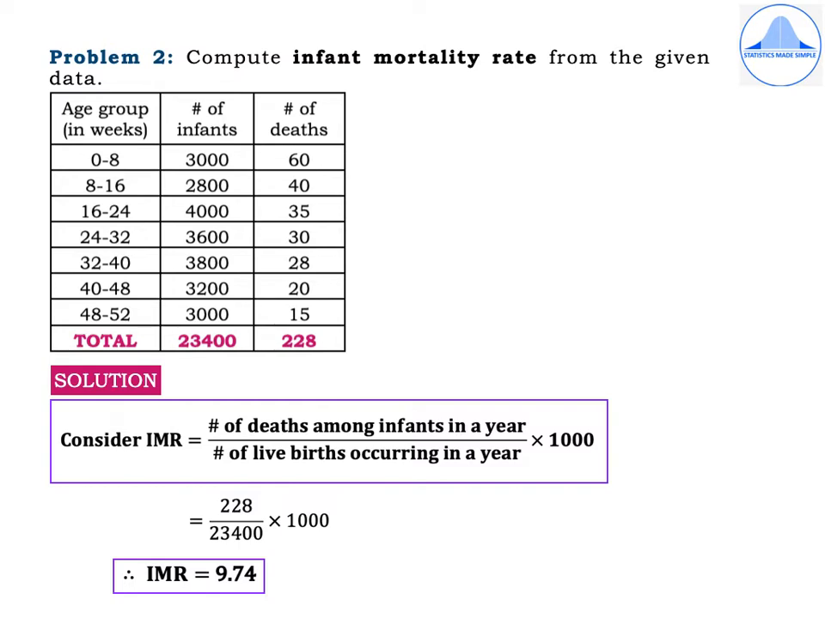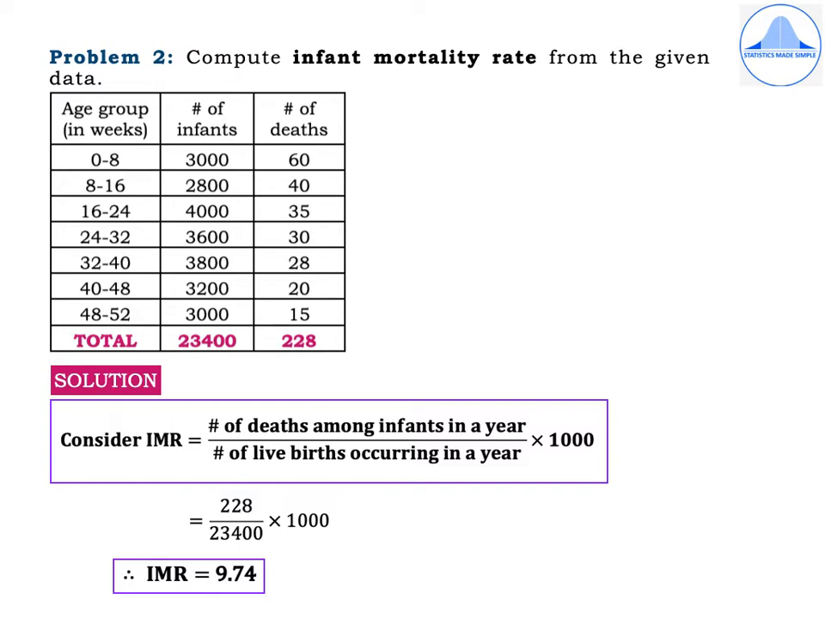Now keep in mind that an infant is a child who is aged less than 1 year. So in a year there will be 52 weeks. So that's why in the first column we have age group in weeks given from 0 to 52. Now to calculate the infant mortality rate, we need the total number of infants and the total number of deaths.